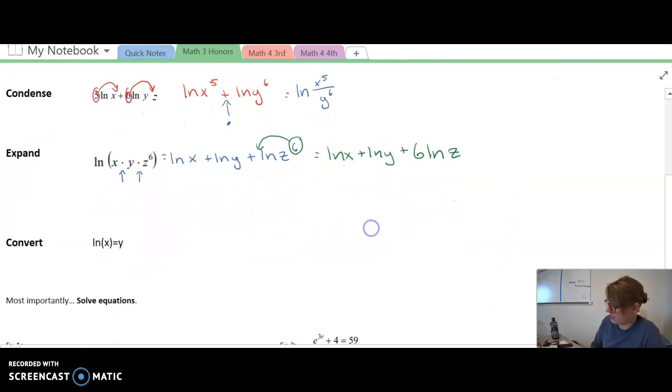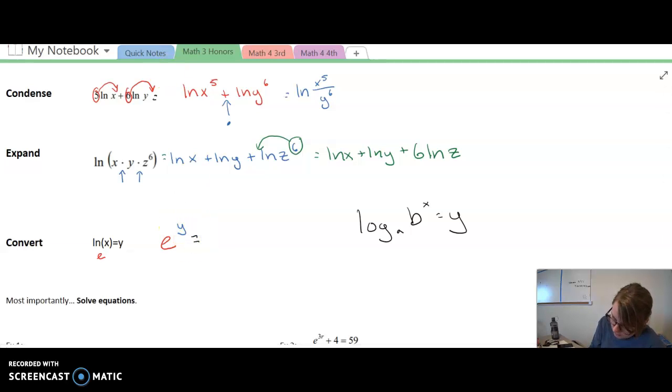And then the last easy thing that we can do with natural logs is converting it. With our formula for common logs, it's log base a of b to x equals y. So if we have this one, our base here is e. So we're going to make e big, and it's going to be raised to the y, and it's going to equal x. So it's the same idea for logs, it's just now that we have a base of e instead of 10.